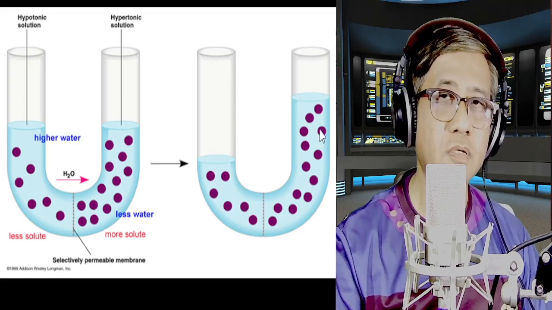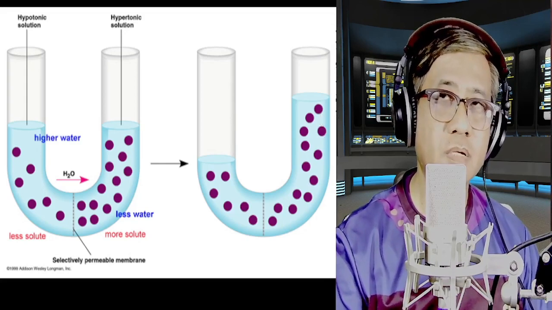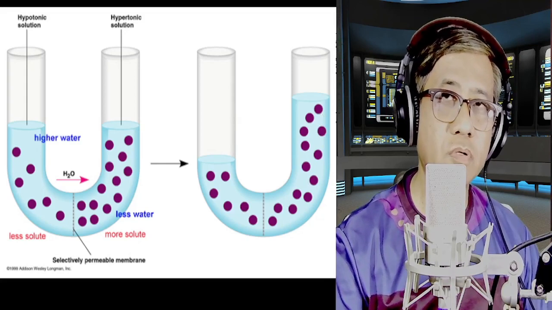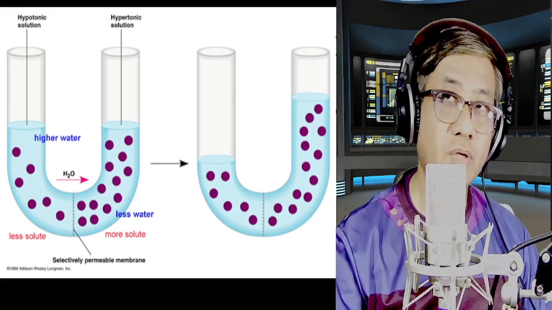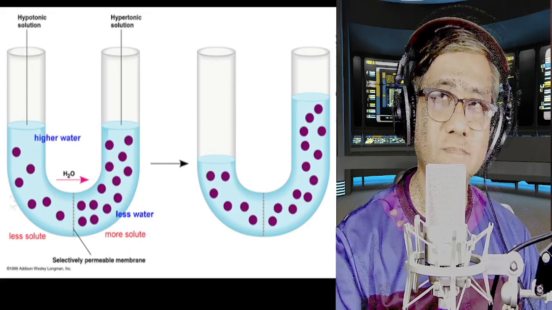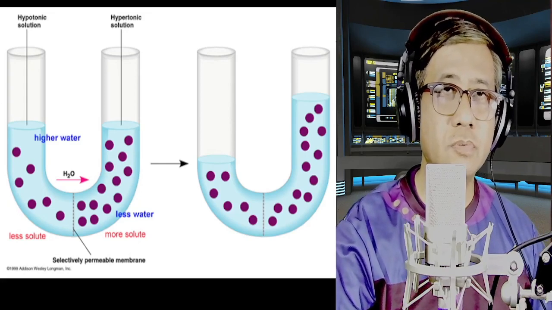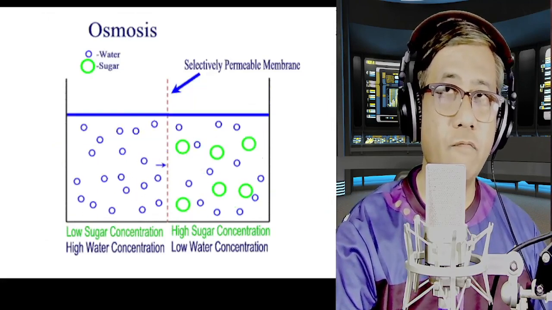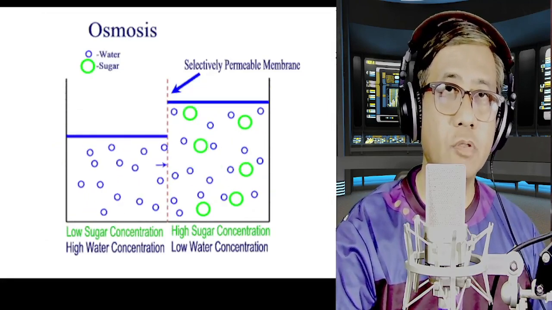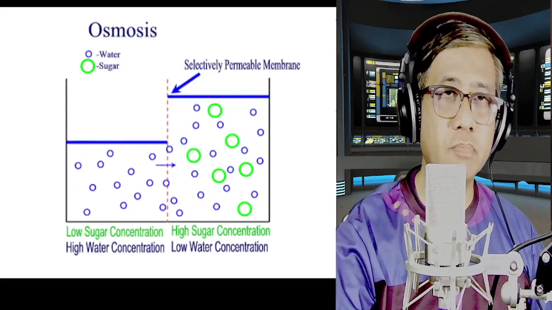So you will notice here that the water level inside B begins to rise. And the movement of water molecules will only stop when balance or equilibrium is achieved. Alright, so that's how we explain osmosis through this U-shaped test tube. Again, in osmosis, we focus only on the movement of water molecules through a semi-permeable membrane.